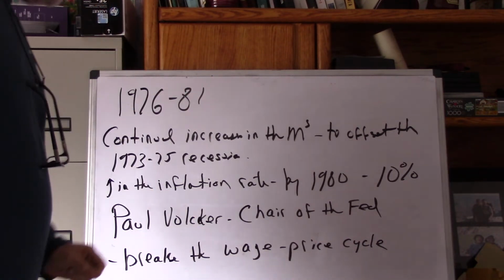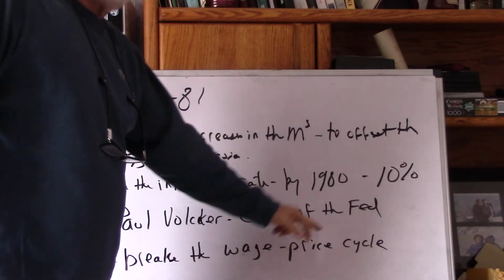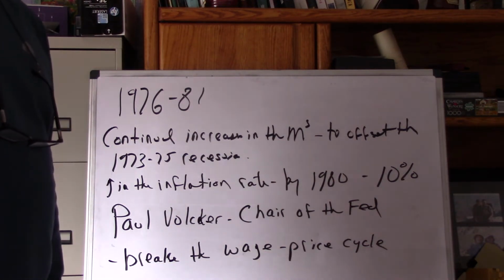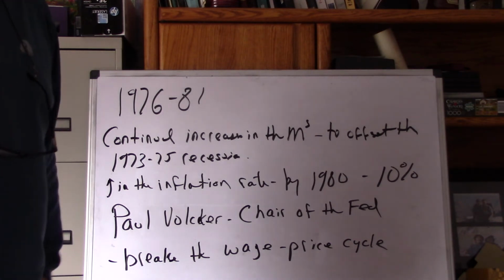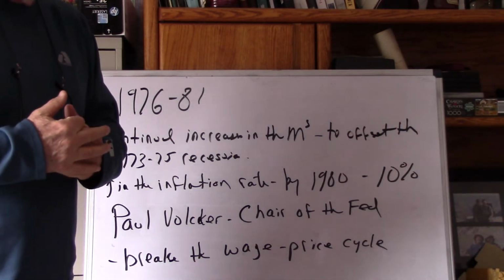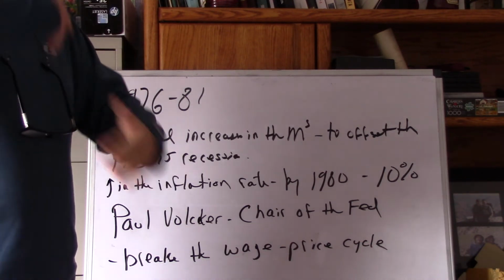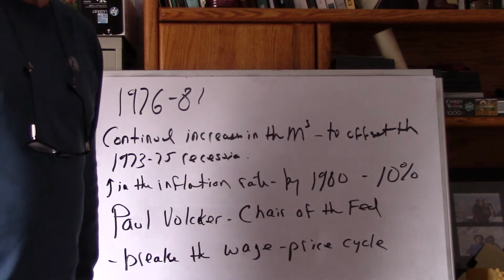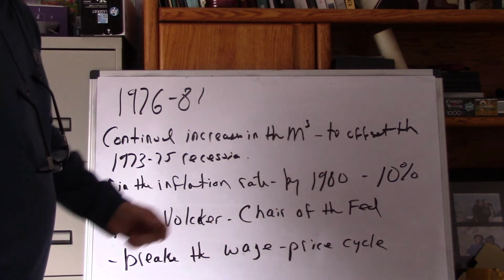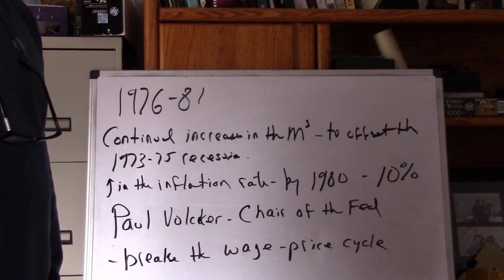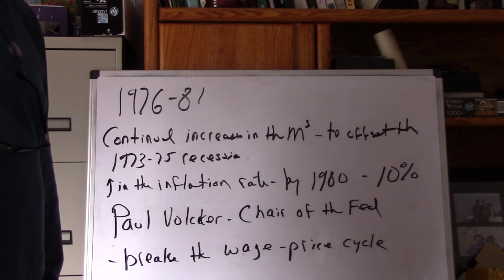What Volcker was concerned with was this wage price cycle. As the money supply increased, prices would start to rise, people would then demand higher wages, and the higher wages would cause prices to rise even more. And this vicious cycle kept on going for almost 5 years, and that's what caused the inflation rate of 10%. So Volcker said, look, I've got to eliminate this wage price cycle.